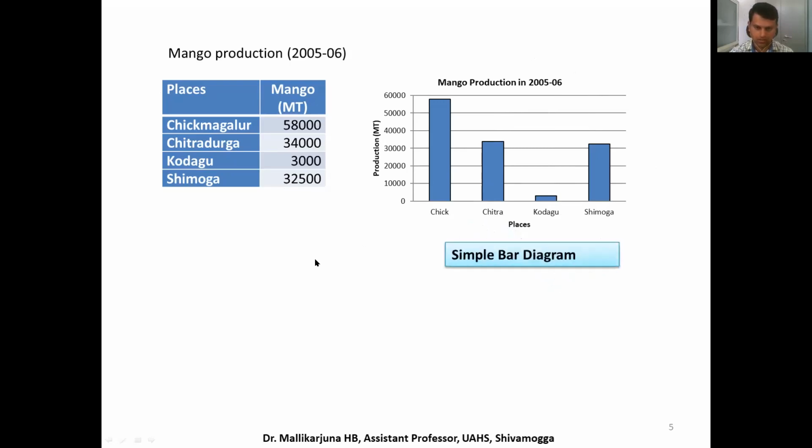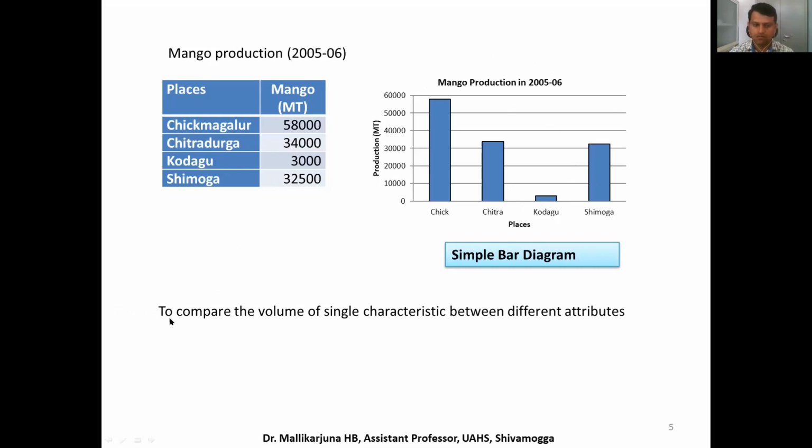This is known as a simple bar diagram. So here in this diagram, this is the x-axis, we have taken the different places. This is the y-axis, we have taken the production, only production here, and in the x-axis, places. The whole thing represents mango production in 2005-6.